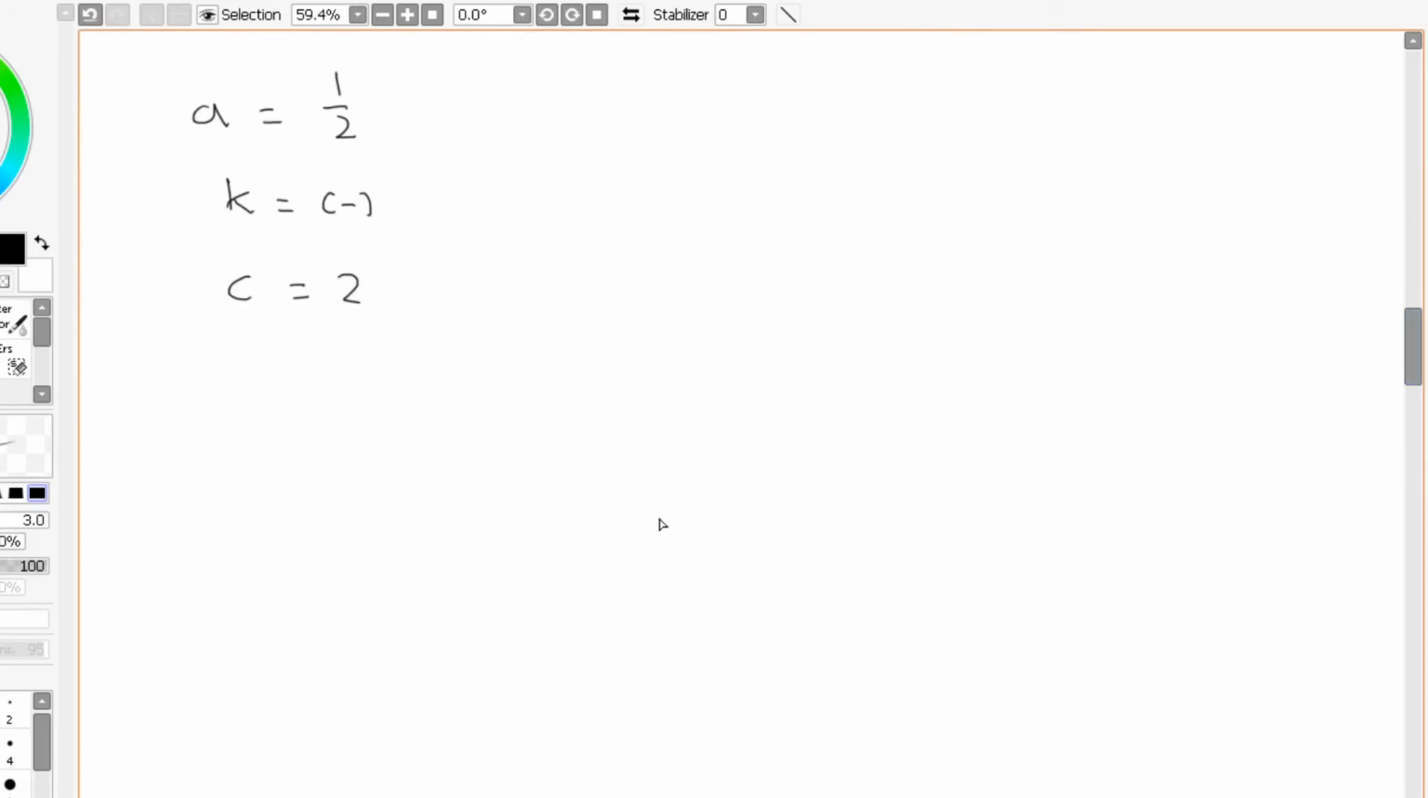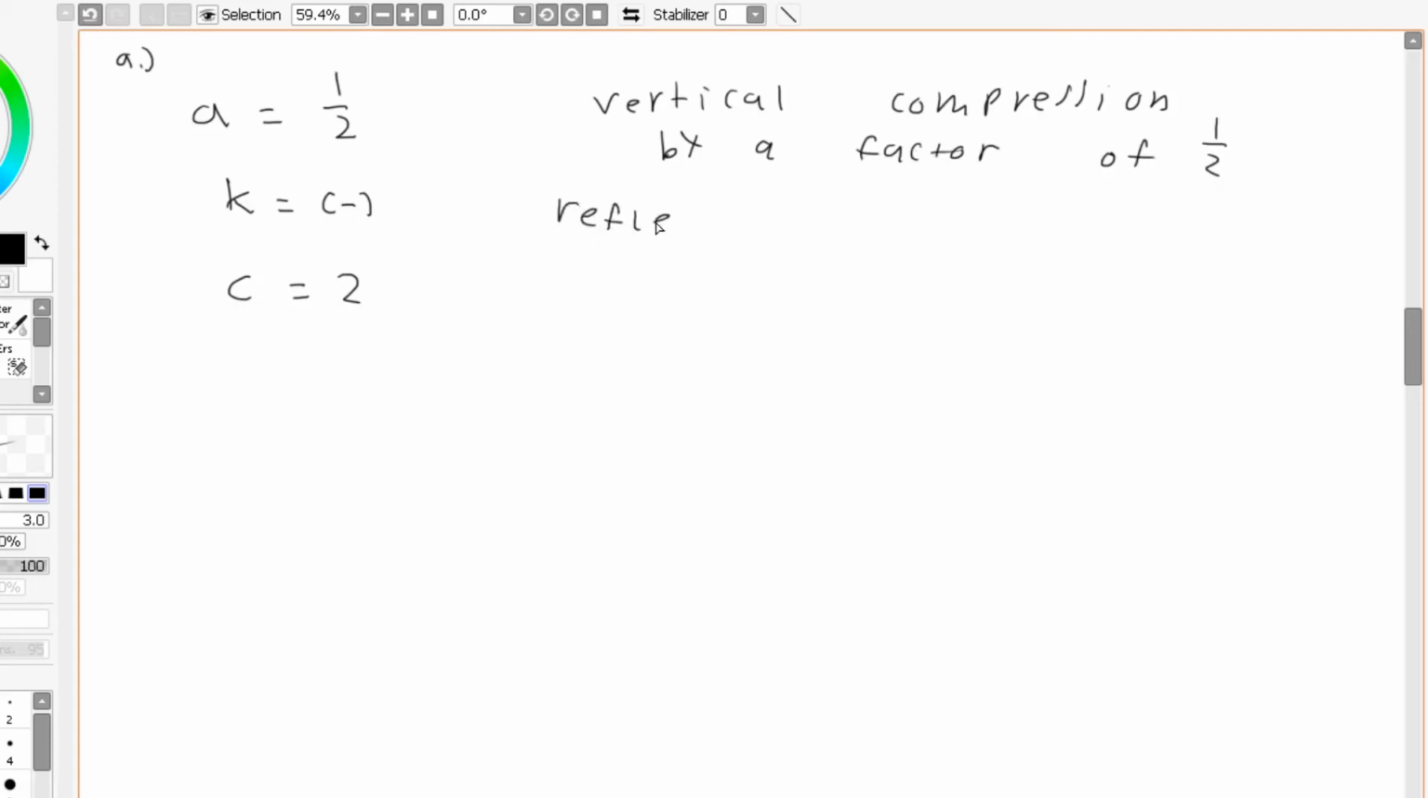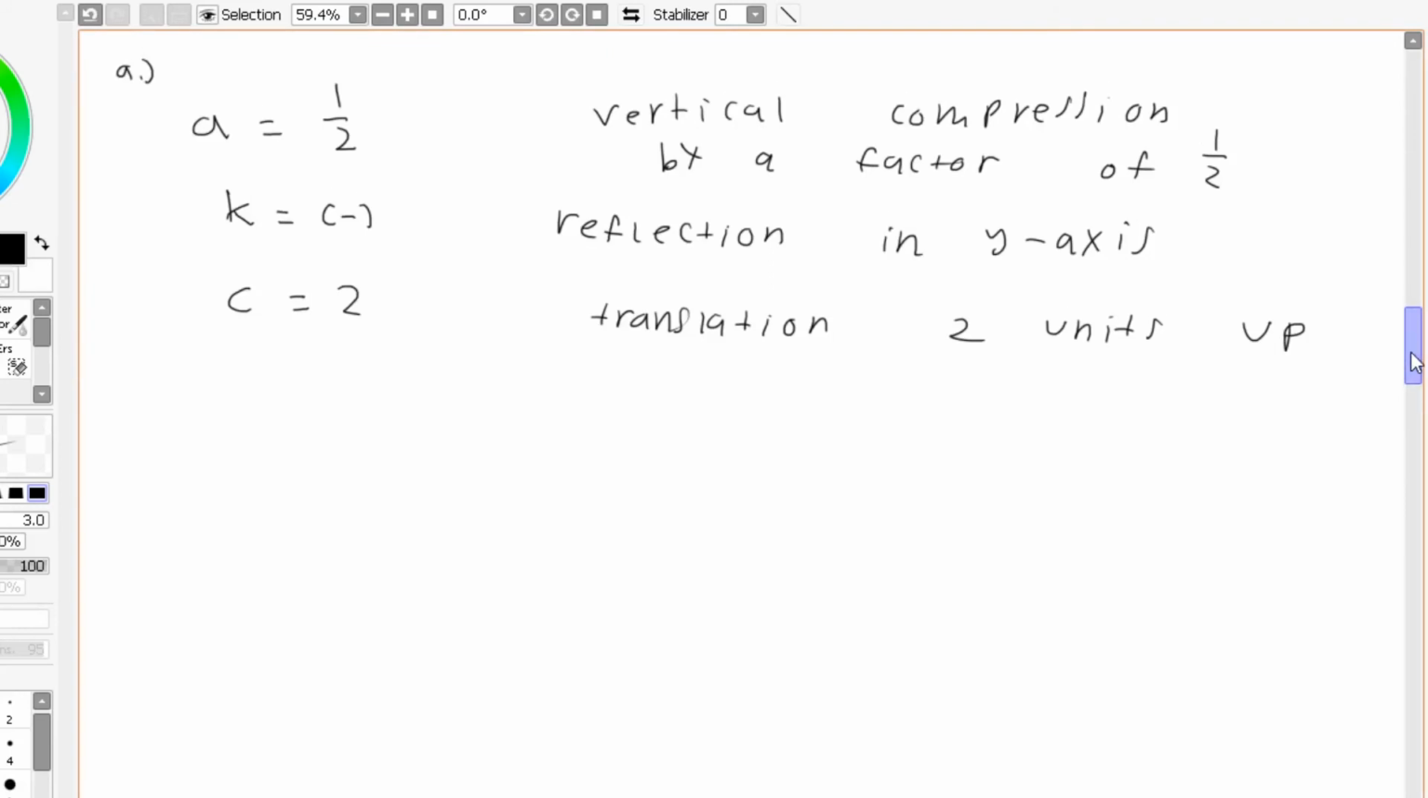By the way, to explain what each one of these are, for a, we can answer that this is a vertical compression by a factor of 1/2. Here we have a reflection in the y-axis, and here we have a translation 2 units up. Alright, so we have explained our transformations, and then we have graphed it.